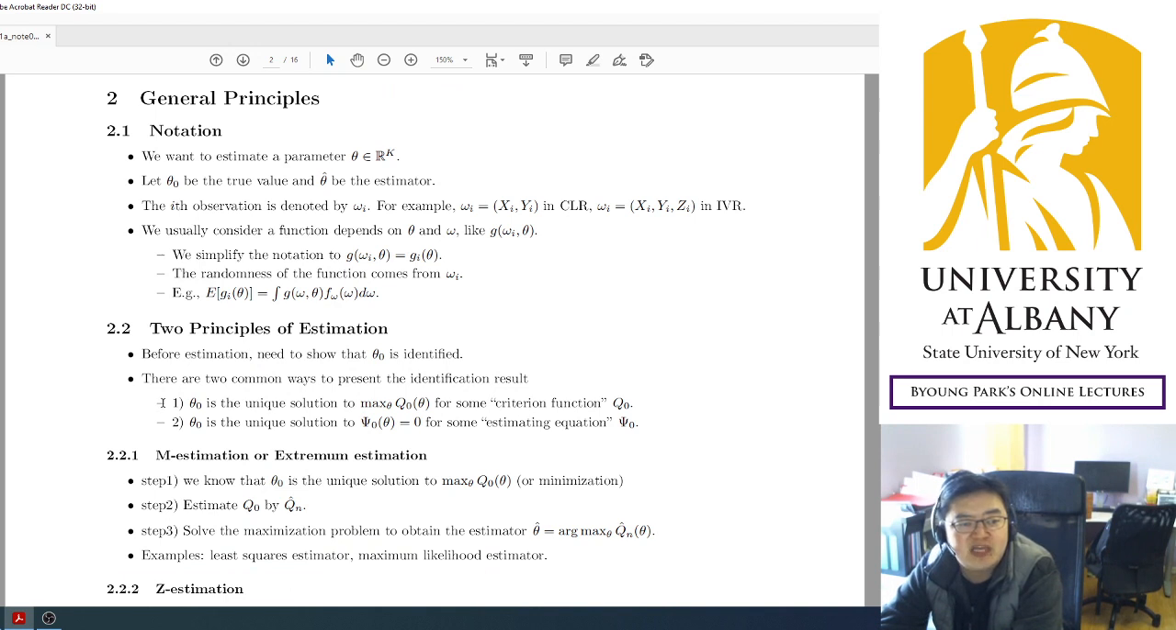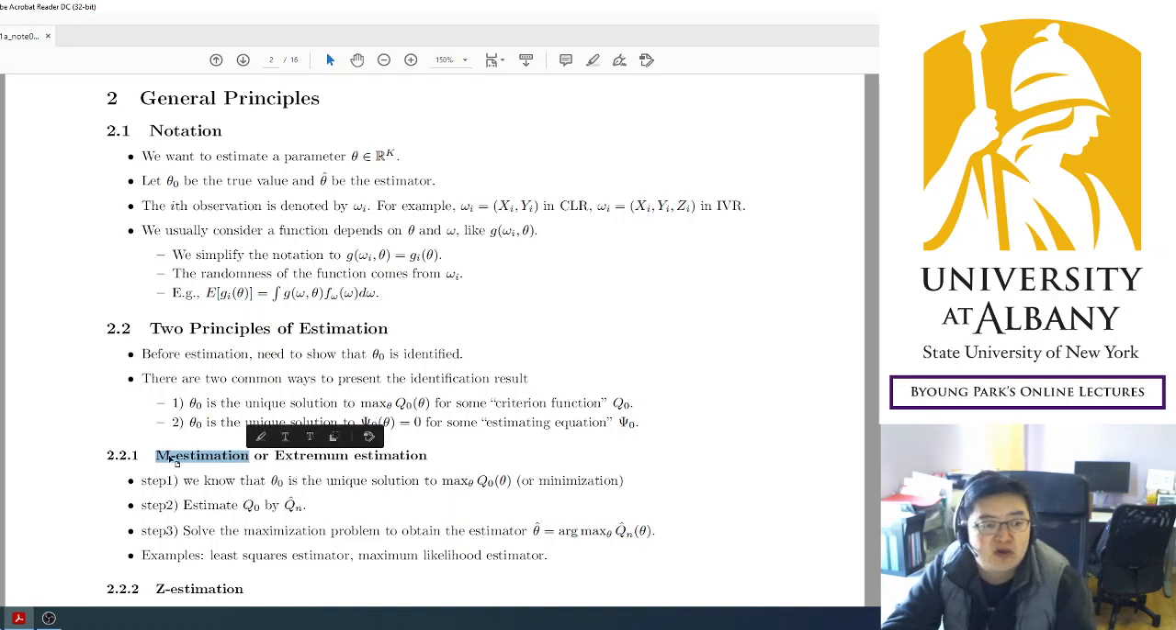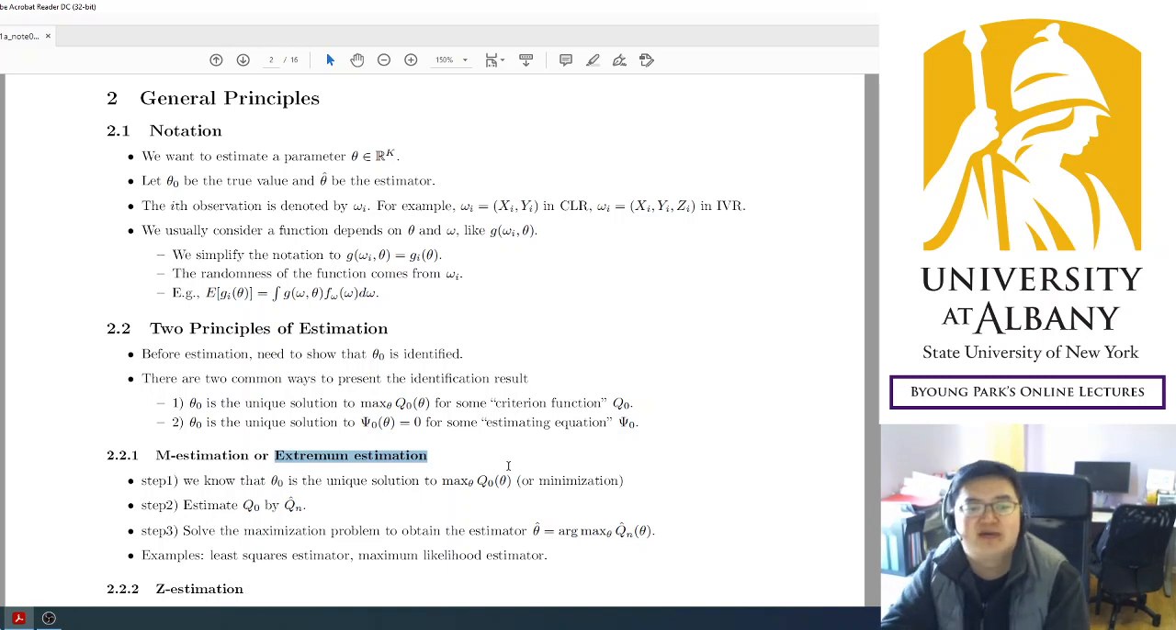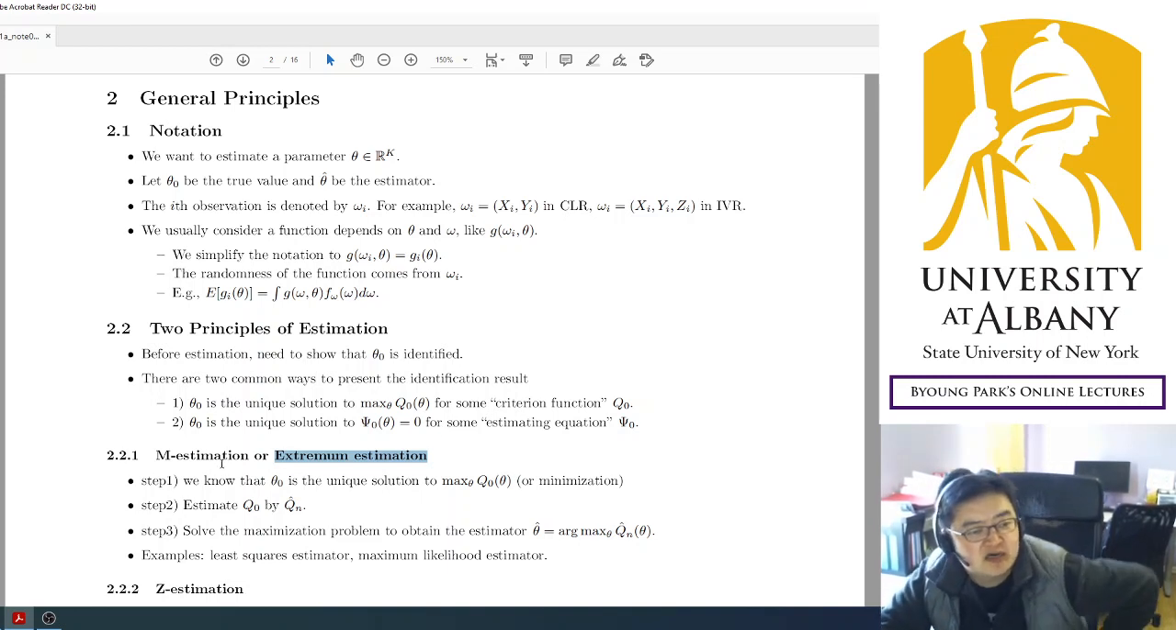And then, from each type, you have one type of estimator. You can get different types of estimators from two different ways to present the identification. The first one is M estimation or extremum estimation. M estimation means minimization or maximization. I don't know if this M stands for minimization or maximization, but it comes from there. Statisticians call this M estimation, but econometricians call this extremum estimation. They are the same thing, and the idea is the same.